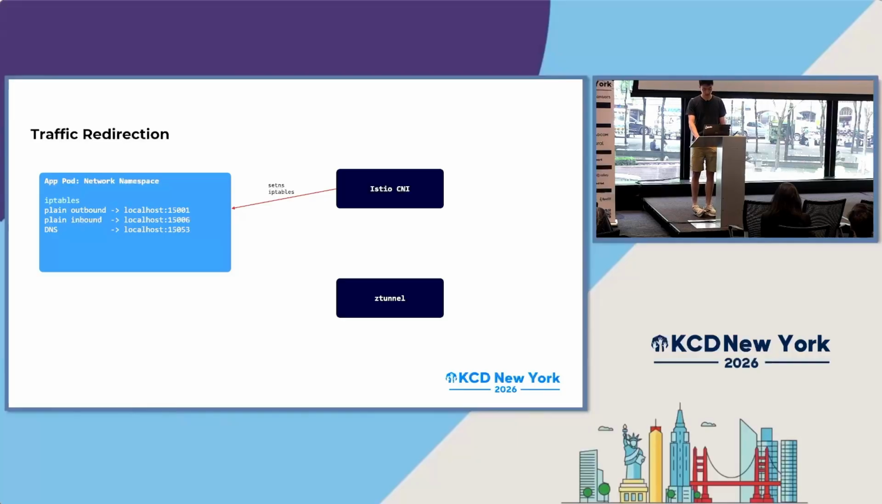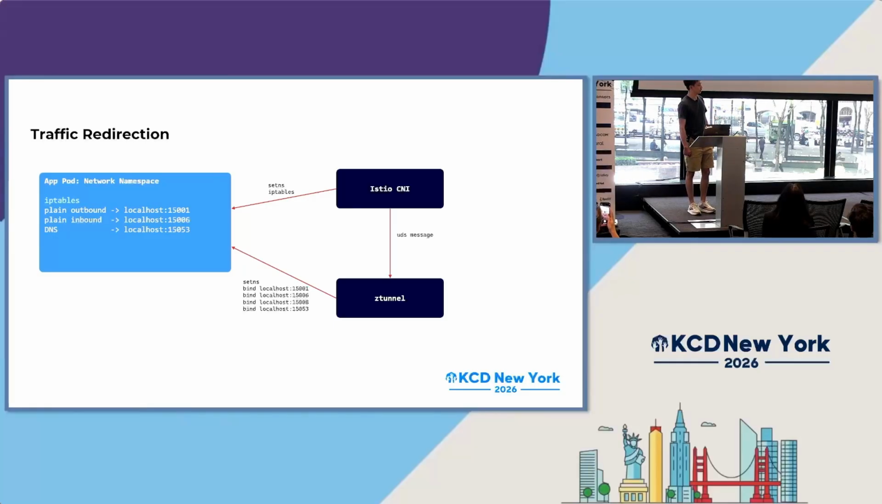And the reason these ports are special is because Istio CNI will send a UDS message to the ztunnel on that node, and then that ztunnel will also call setns, enter that pod's network namespace, and bind to the corresponding ports. And the point I really want to emphasize here is that all the traffic redirection is happening inside the application pod. And ztunnel is listening to the redirected traffic inside the application pod.